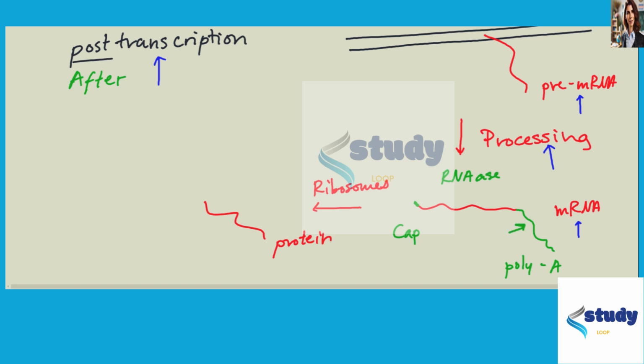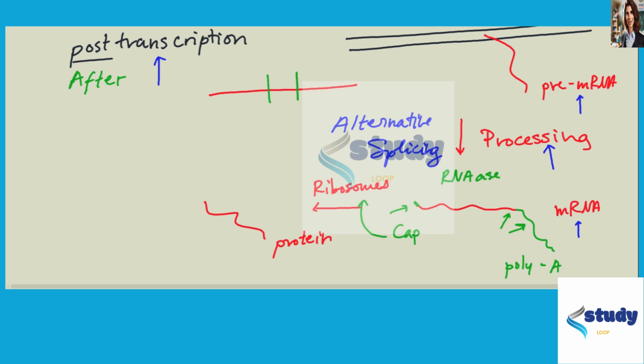These poly-A tail and caps would prevent the RNases from digesting the important end of the mRNA strand. And the cap allows it to be recognized in the ribosome as well. In addition to those, processing is also going to include the process of alternative splicing. Alternative splicing is where we are going to cut out certain sections of the mRNA.